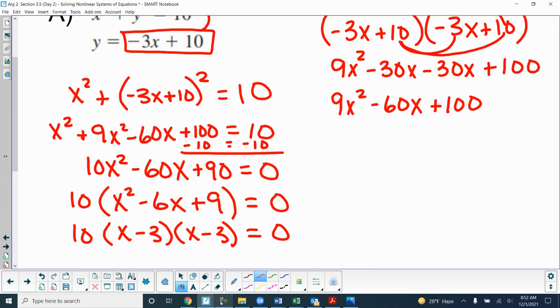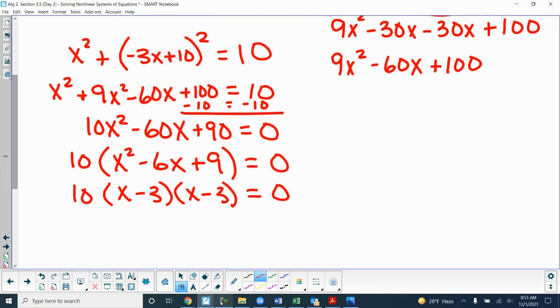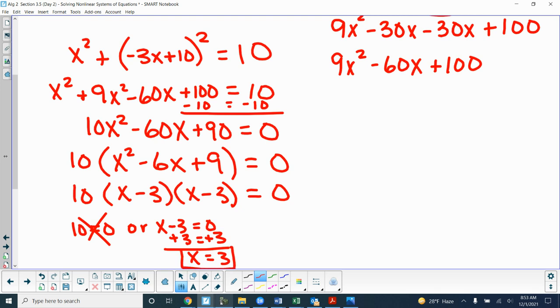So once we were here, we set the factors equal to 0. This was the next step. Can I say 10 equals 0? Can I set 10 equal to 0? Is that a true statement? No, so I wouldn't worry about that one. If it was 10x, yeah, there was a variable with it. So that means, or x minus 3 equals 0. Do I have to write it twice since there's two of them? No. So what's my answer for x? 3.